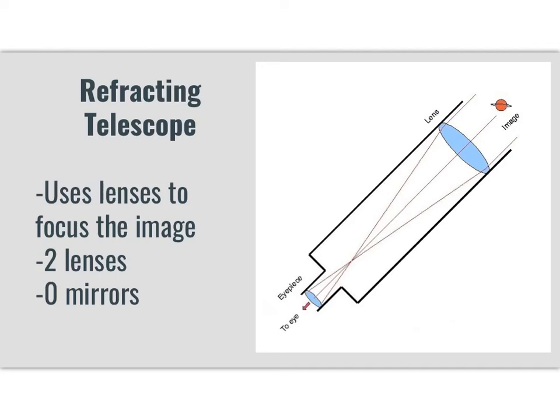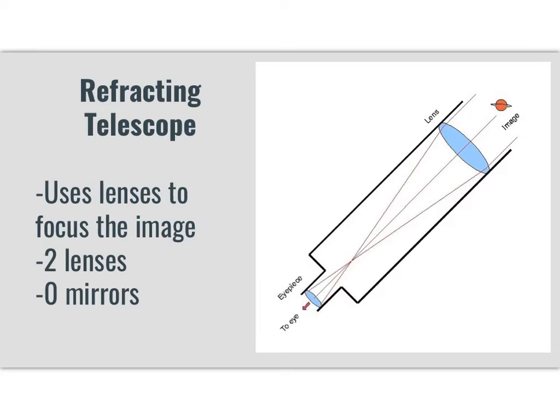The first one that we're going to talk about is a refracting telescope. Refracting, as you should know, talks about lenses. So a refracting telescope uses lenses in order to focus the image. There are 2 lenses and 0 mirrors. This is the first telescope that was made. You can see here there's a giant lens right at the front, as well as an eyepiece lens closer to the eye.